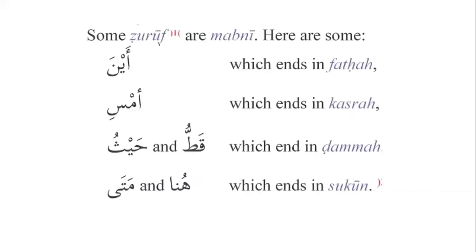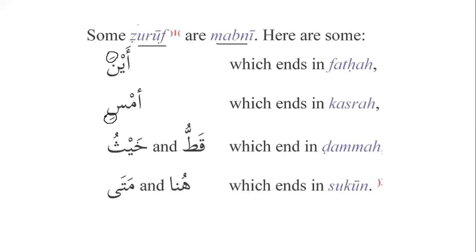Some dhuruf, which is the plural of dharf, are mabni. Here are some examples. Mabni means that their ending is fixed. Aina. So we will say that aina is mabniyun ala al-fath. Amsi is mabni ala al-kasra. So whether it is used in a sentence in the place of subject or object or majroor, it will always be mabni ala al-kasra. So this is mabni ala al-fath, and this is mabni ala al-kasra.